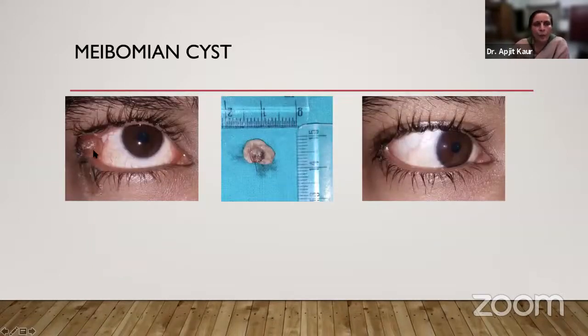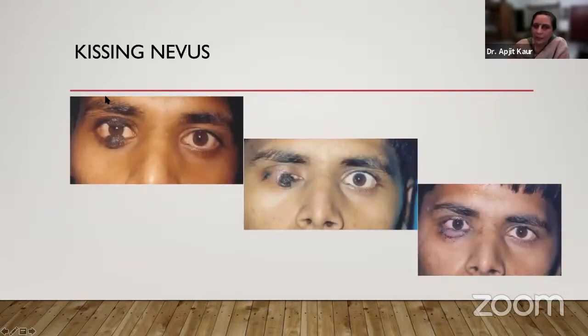This is a small meibomian cyst at the angle. It was excised and you see a clean result. This is a kissing nevus. The upper eyelid lesion was excised. A bridge was taken from the lower lid. And finally, this lower lesion was excised and a post-auricular graft was applied on that.